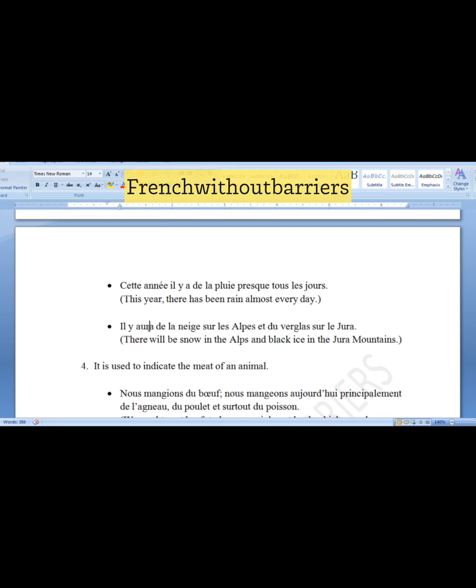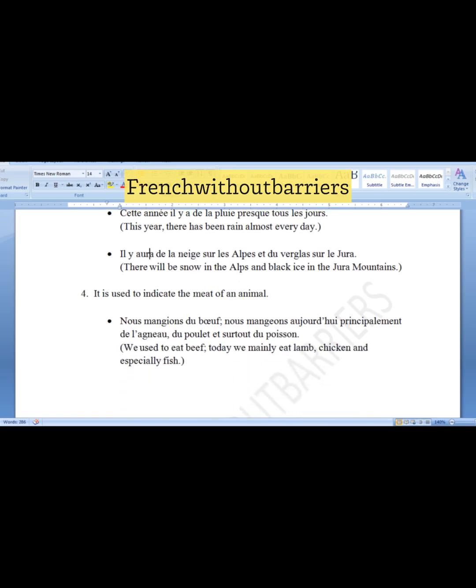Okay, let's go to the last usage. The partitive articles are also used to indicate the meat of an animal, or the flesh of an animal, which is la chair. Say la chair, which is the flesh or the meat of an animal. Let's see an example here. Nous mangions du bœuf. Nous mangeons aujourd'hui principalement de l'agneau, du poulet et surtout du poisson.